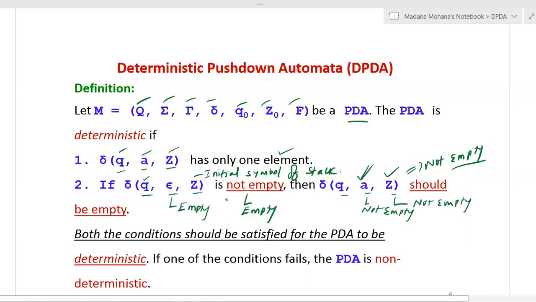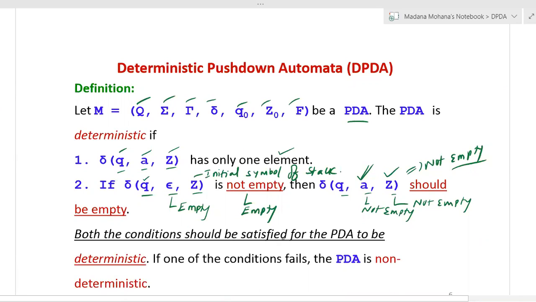So here, no need to get confused. This is very simple. With empty input and the initial symbol of the stack, this is always empty. If this is always empty, then with some input and the initial symbol of the stack, this is not empty, consisting of only one element, the above condition. So these are all the conditions of deterministic pushdown automata.